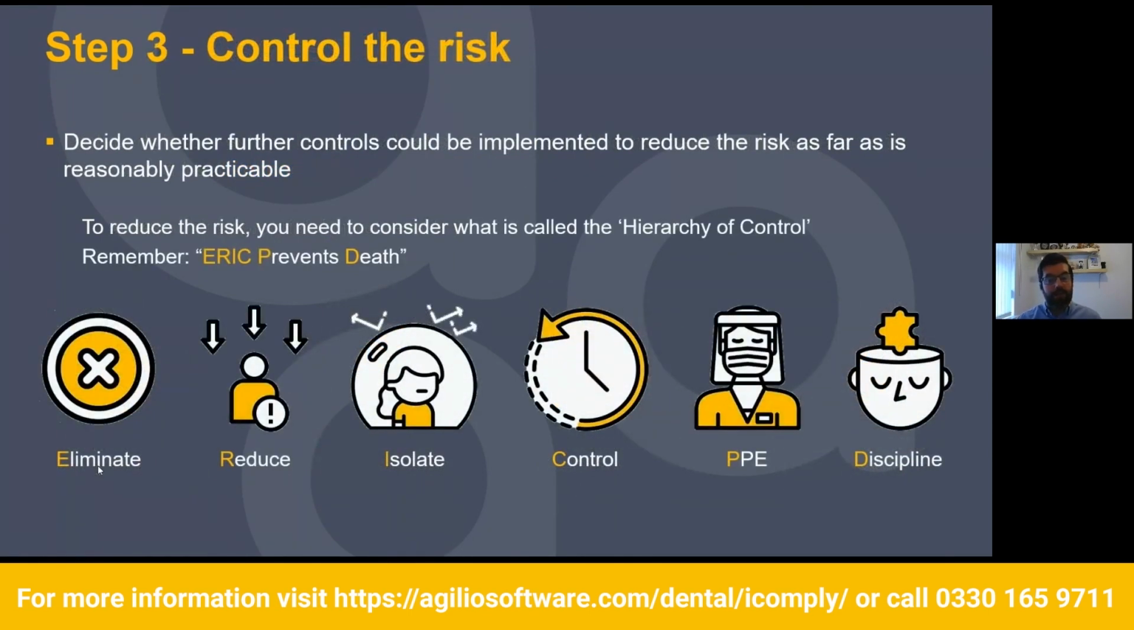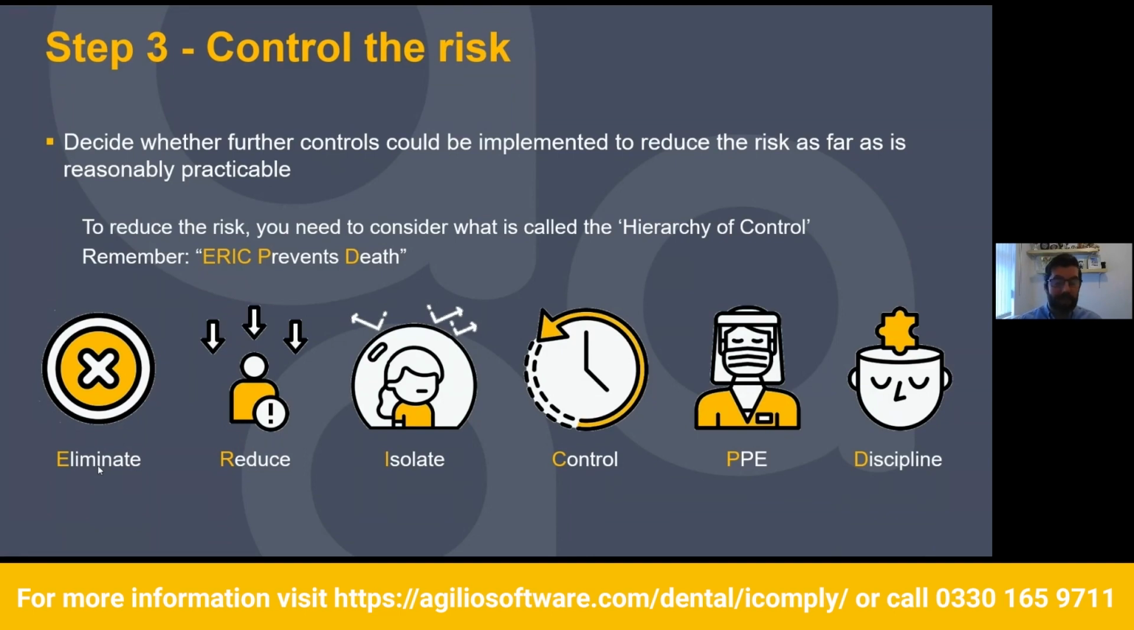Once you've done that, then you need to control the risk. So once you've identified the hazard, who's at risk from it, the severity of that, and what controls you've got in place, you've got to then consider something called the hierarchy of control. Is there anything more you can do to control that particular hazard? Reduce the risk as far as you can. And the hierarchy of control puts an onus on us to consider these steps that you can see in the order that you can see them from left to right.